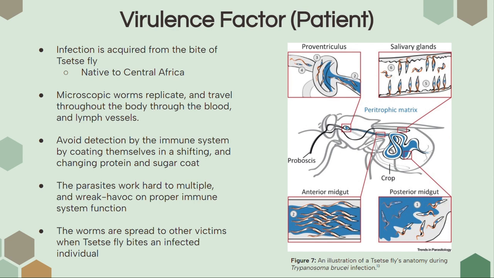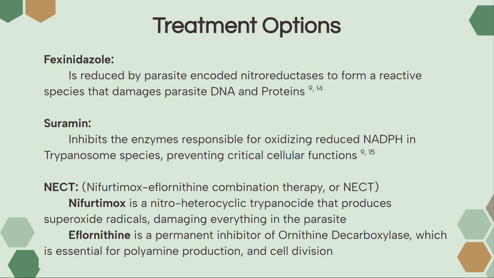If I was going to explain this to a patient, I would say that the infection is acquired from the bite of a tsetse fly, which is native to Central Africa. It's a microscopic worm that replicates in the blood and can spread throughout the rest of the body. It avoids detection by the immune system by coating itself in a shifting coat made up of proteins and sugars that prevent it from being recognized by the immune system, and it can secrete a bunch of proteins that can interfere with how the immune system works even more than it already does.